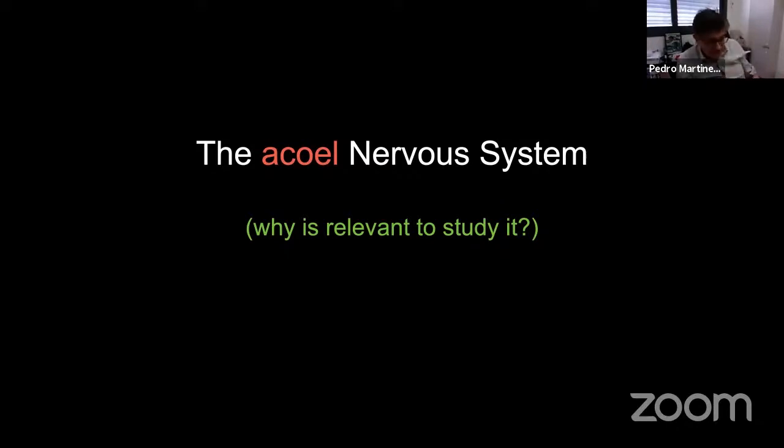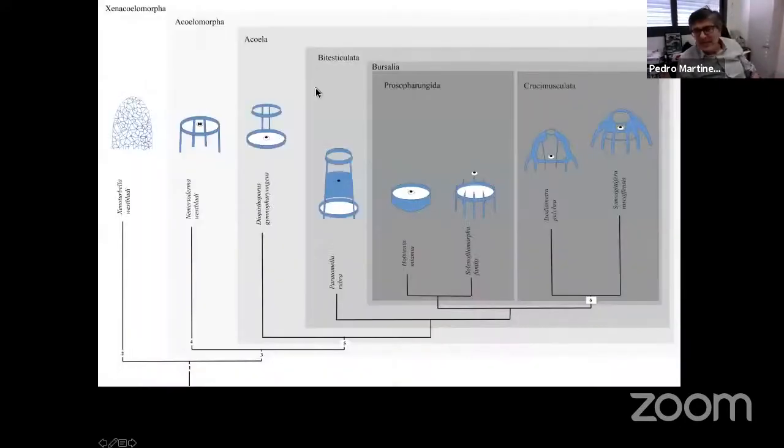And the Xenacoelomorphs are very interesting for the following reason. These are different Xenacoelomorphs. Here you have Xenoturbella, the xenoturbellid. Here you have some nemertodermatids, and these are different acoels.